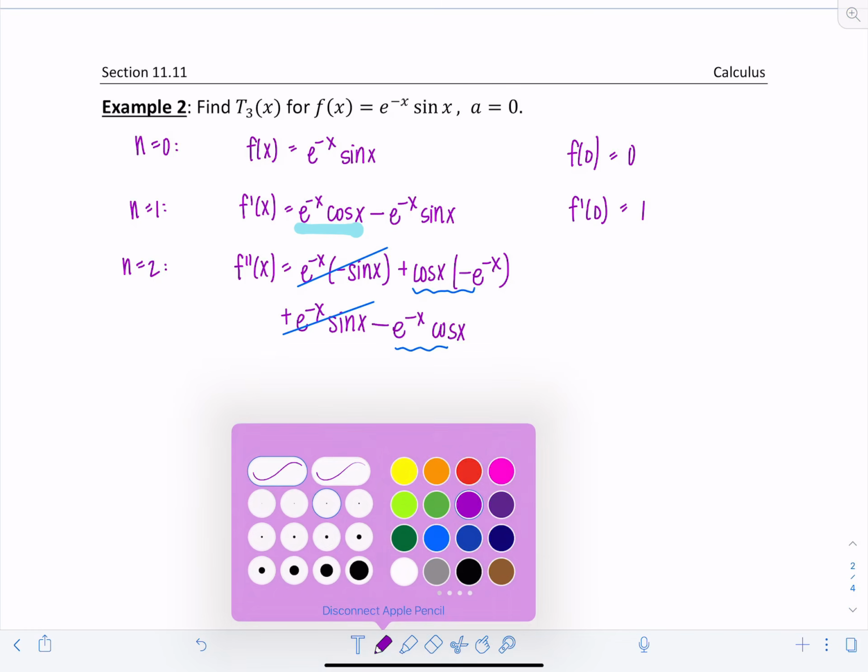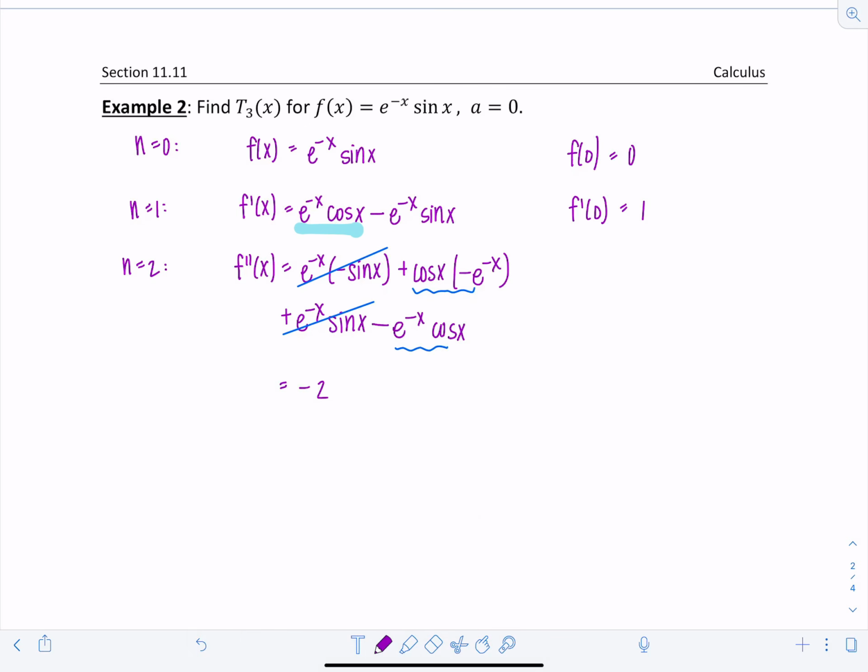So I can write this as negative 2 e to the negative x cosine of x. And you definitely want to do that because I know I have to take another derivative. So I want to clean it up as much as possible before we get there. So f double prime of 0 is going to be negative 2 times 1 times 1. So just negative 2.